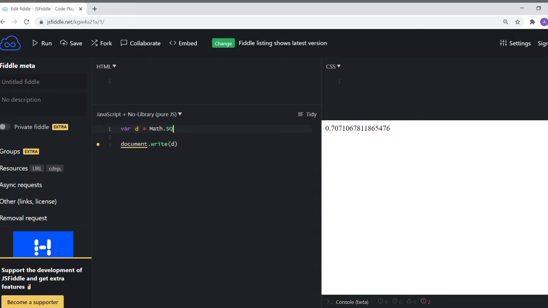You can also find the square root of anything, basically. If you say sqrt in small caps and then you pass any value here like 64, let's say, you get the square root, which is 8, right? So I hope that makes sense.